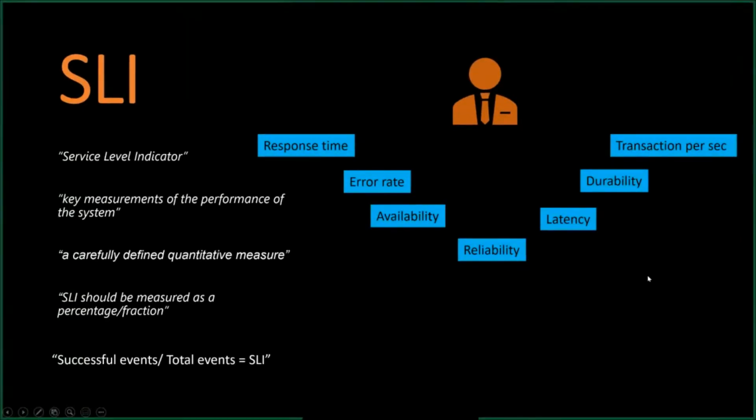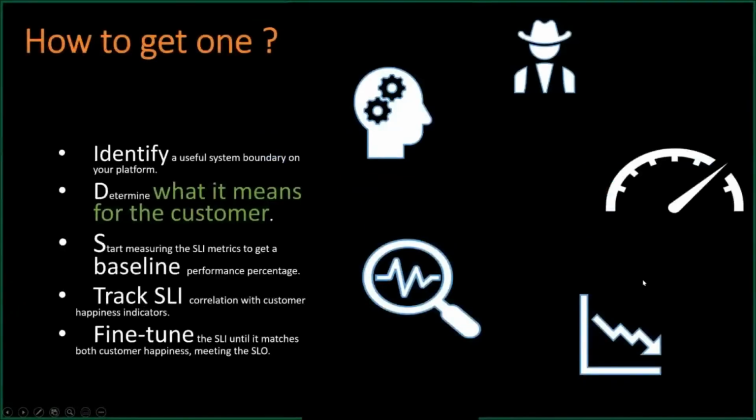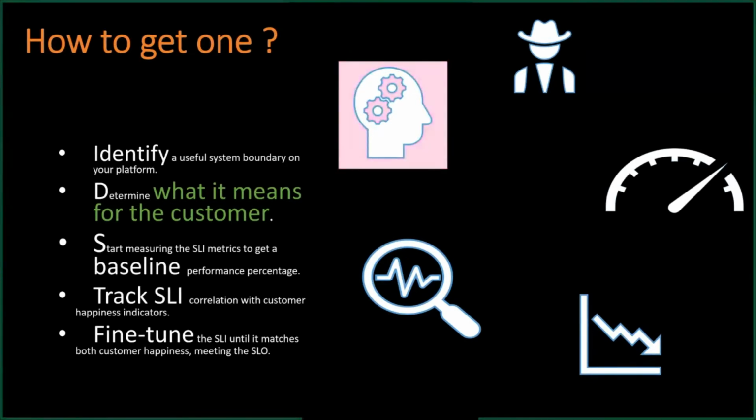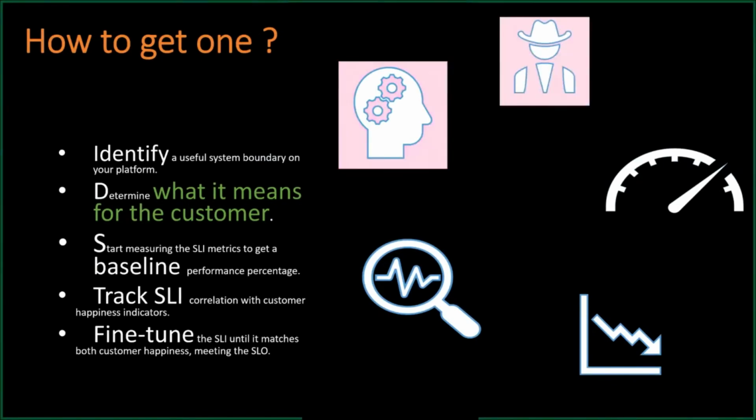So once we have this SLI, a service level indicator, we have to really ask that second question. Okay, I understand now what an SLI is. Now, how do I get one, right? When I'm setting up my SRE practice in my company, how do I start from scratch, right? Clearly you have to identify the useful or critical system boundary or parameter in your platform. Okay, so first is the identification part, and then you have to really ask the question and brainstorm about that.